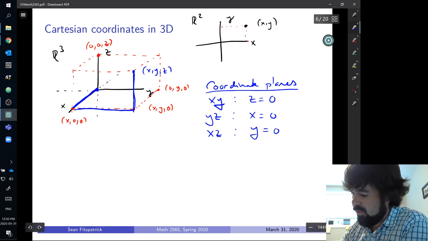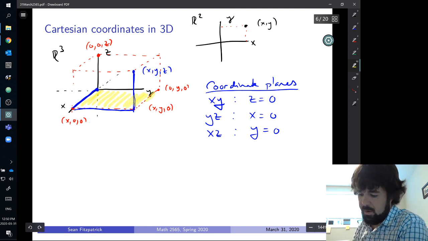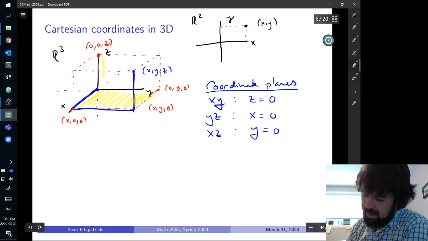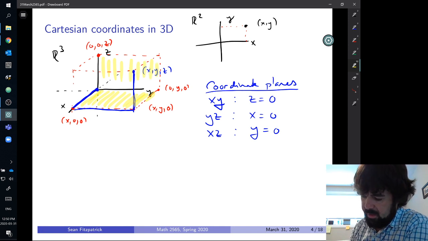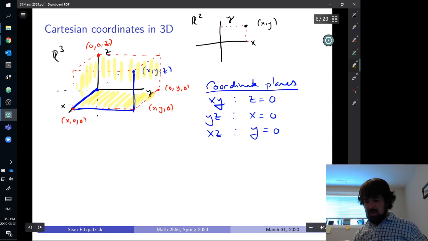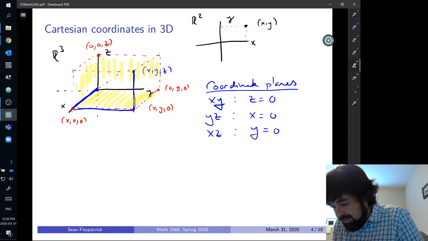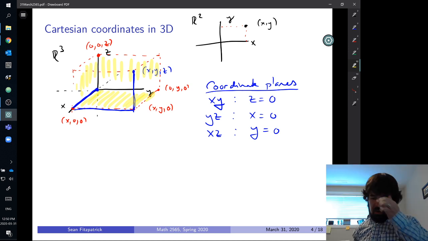Right? So the xy plane is kind of this region here. The yz plane is here, the xz plane is kind of this one here, like so. Okay, so those sort of three walls in your room, those are the coordinate planes. So you'll often see references to those coordinate planes. That's the starting point for Cartesian coordinates.